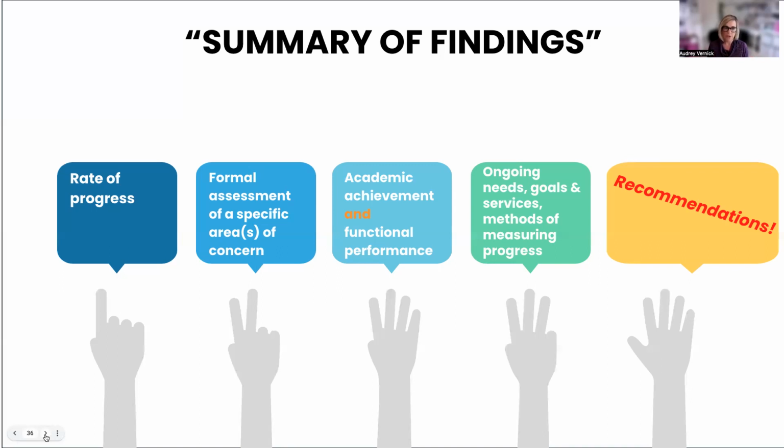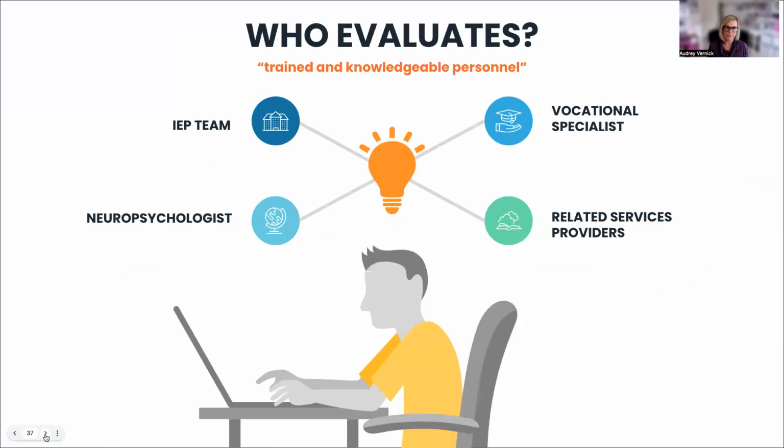What type of instruction do they need? How much? In what setting? What related services do they need? What community experiences do they need? What are the employment and other post-school living objectives that they're going to be working towards? And that's going to help define what services, settings, training, et cetera, are going to be provided. So the evaluations should be administered by trained and knowledgeable personnel. That's what the law says.